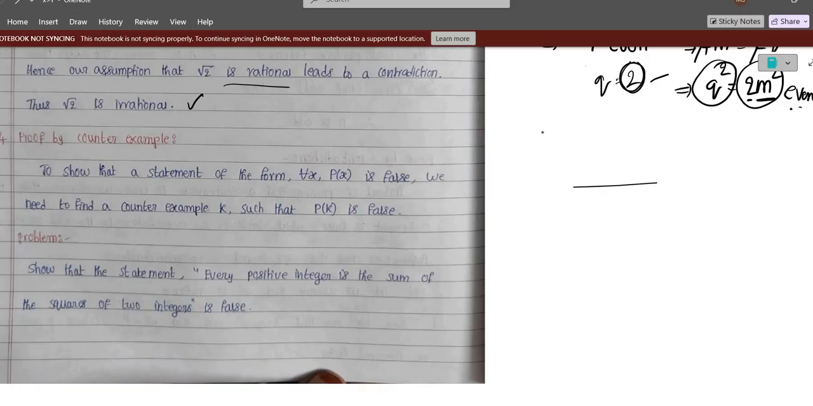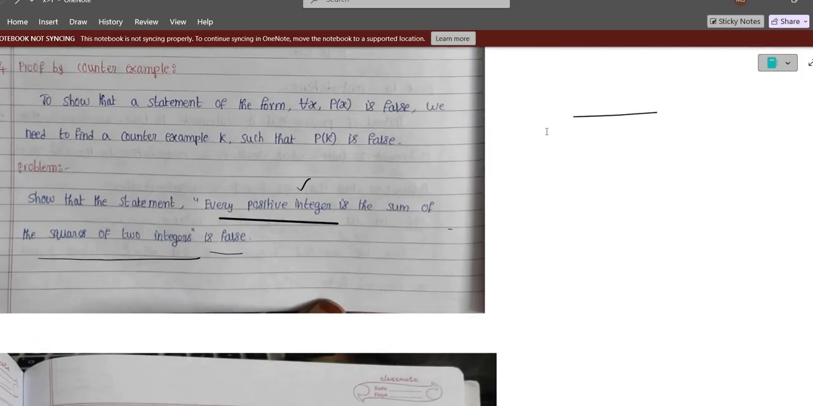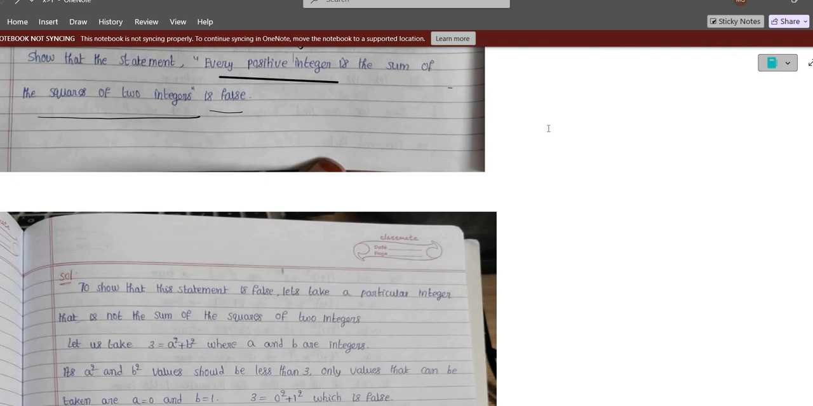So observe, one question is there. Every positive integer is the sum of squares of two integers is false. We want to give one example showing it is false, and then the proof is completed by proof by counter example. So now I need one example. To show that the statement is false, let us take a particular integer that is not the sum of the squares of two integers.